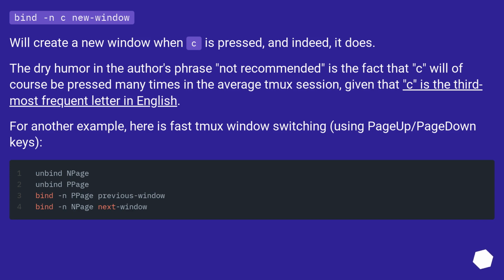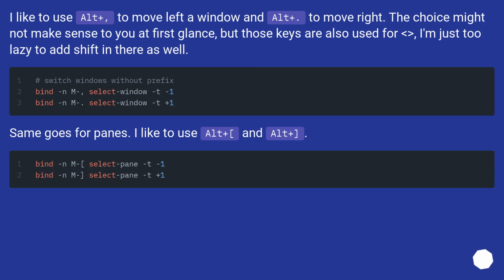For another example, here is fast tmux window switching, using page up / page down keys. I like to use Alt plus comma to move left a window and Alt plus dot to move right. The choice might not make sense to you at first glance, but those keys are also used for LT and GT, semicolon and GT. I'm just too lazy to add shift in there as well.